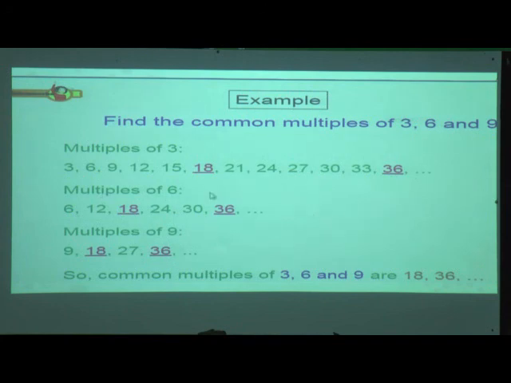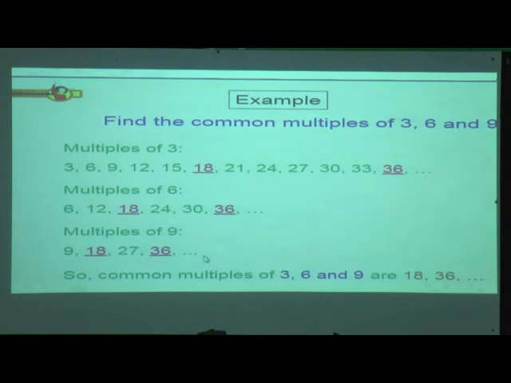now we will write the multiples of 6. Multiples of 6 are 6, 12, 18, 24, 30, 36. Okay, so these are the multiples of 6. Now we will write the multiples of 9. Multiples of 9 are 9, 18, 27, 36 and so on.